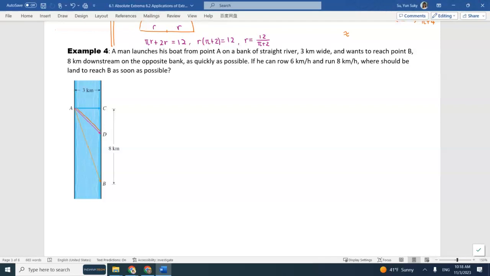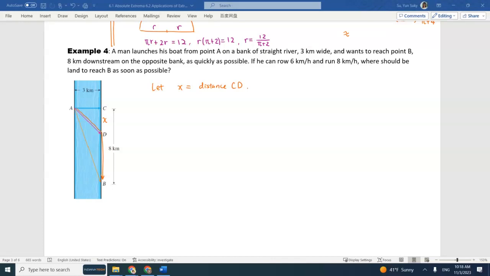So we're looking for the point D, okay? Where should he land? D is between C and D, right? If D is C, then we just go to point C and then run. Or at B, it is just completely rowing on the river, right? You ready? So we want to know where D is. Okay, let's set the variable. So let x be the distance CD.